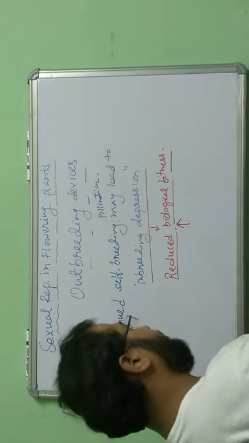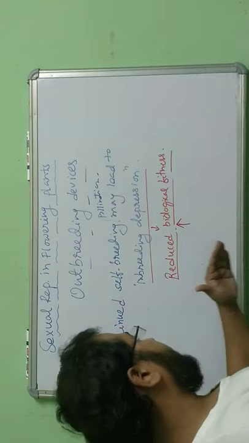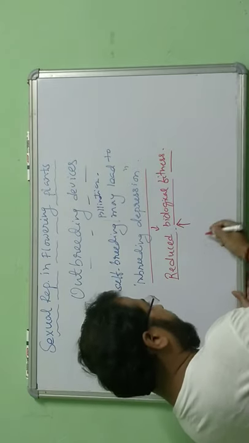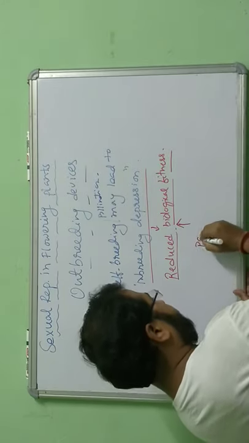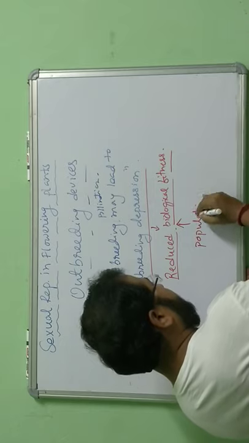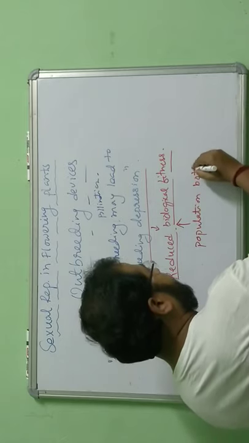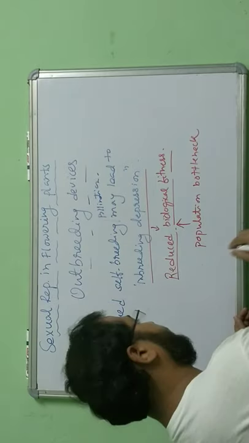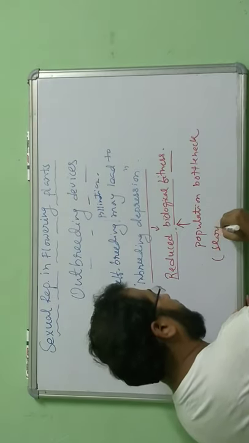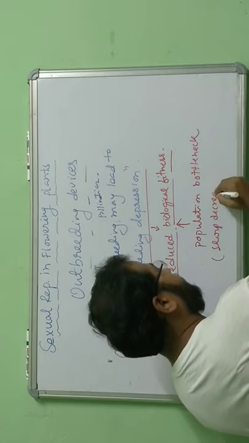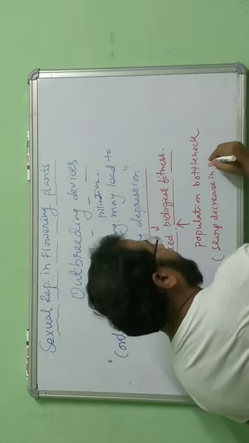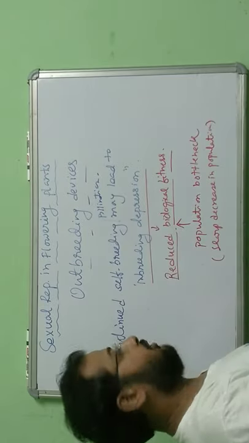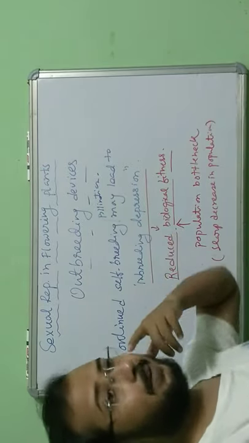This reduced biological fitness may be a consequence of population bottleneck. Population bottleneck: a sharp decrease in population. I'm writing here, sharp decrease in population. So a sharp decrease in population may lead to reduced biological fitness.